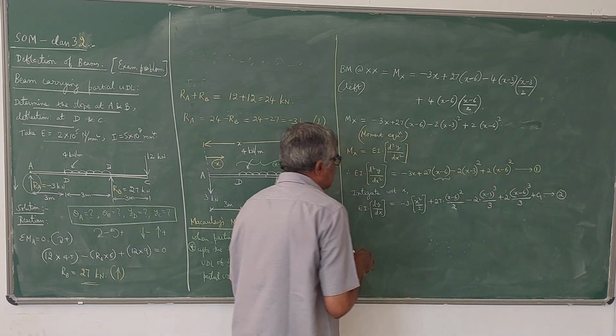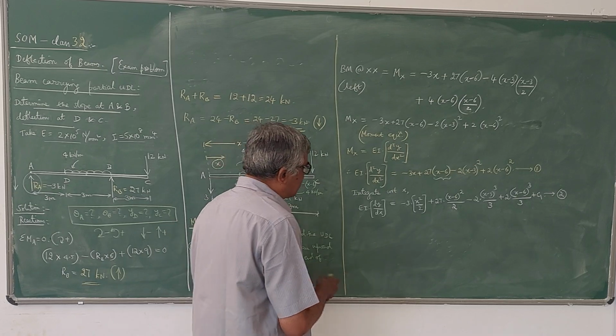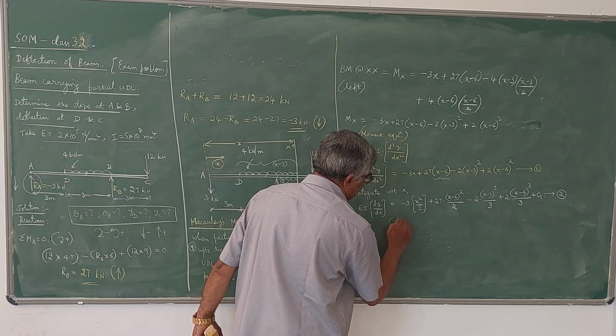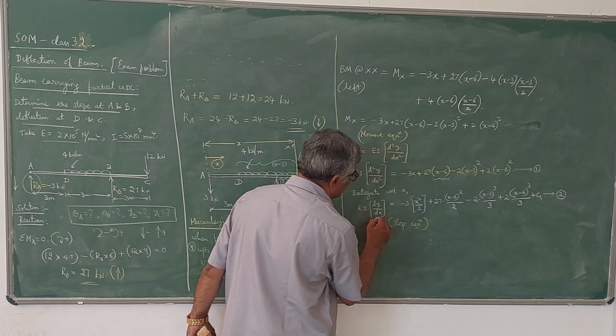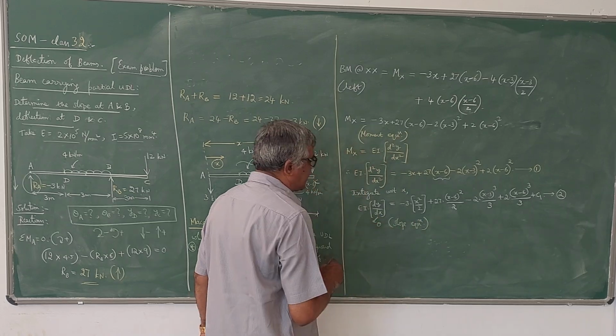This equation is called the slope equation or the rotation equation because it involves dy by dx, which is nothing but theta.